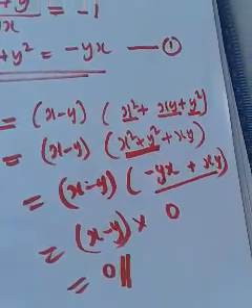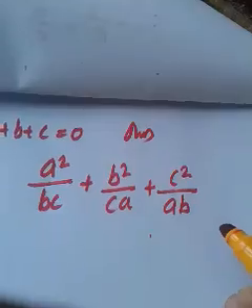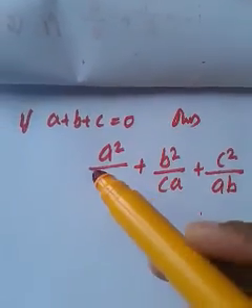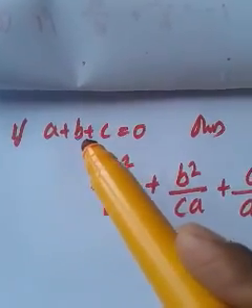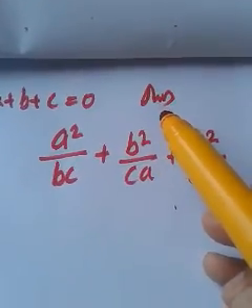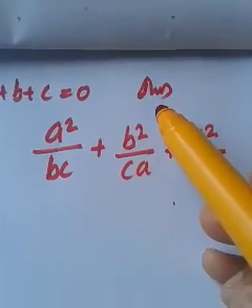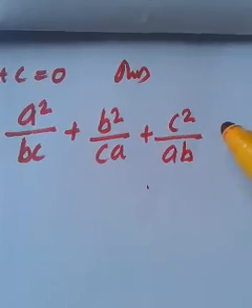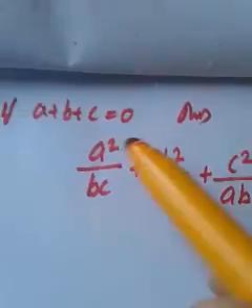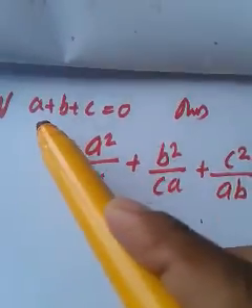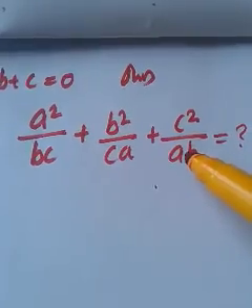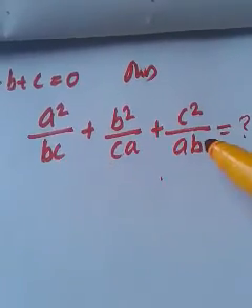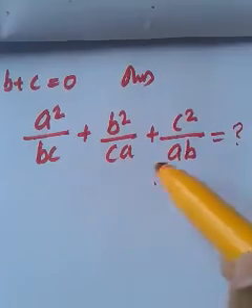Moving to the third question. If a plus b plus c is equal to 0, then a square by bc plus b square by ca plus c square by ab you have to calculate. This is the given information. By using this we are supposed to calculate this. So anyway, let me come to this point. We are going to calculate this one.